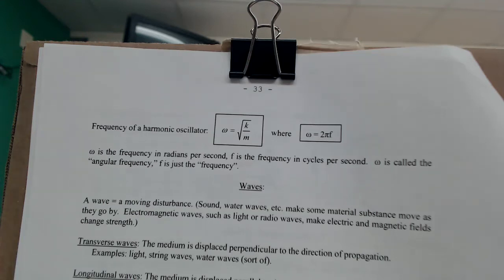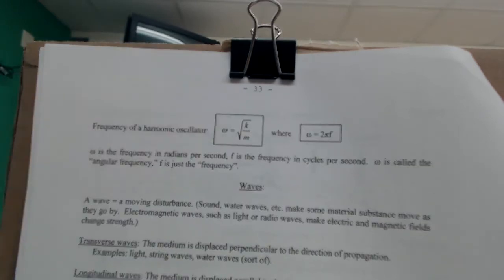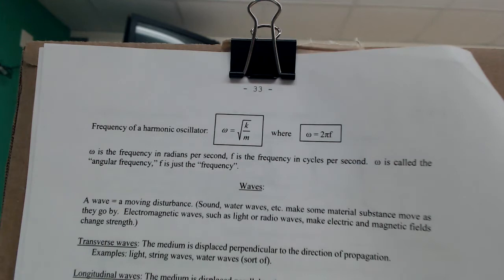So here we are on top of the next page. The frequency of a harmonic oscillator. How many times per second does it vibrate? It depends on two things. First of all, it depends on K, the spring constant from Hooke's law. The stiffer the spring, the harder it pulls. The harder it pulls, the faster the mass moves, giving you a higher frequency when you have a stiffer spring.